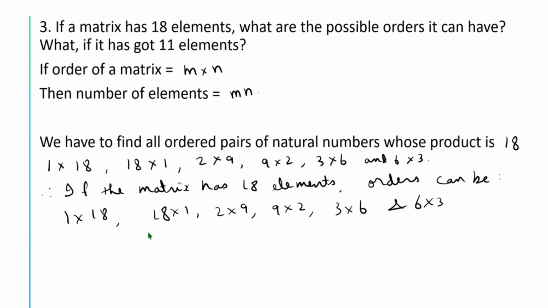Now the next part of the question. What if it has got 11 elements? So if it has got 11 elements, the possible orders are only 1 by 11 and 11 by 1, because the ordered pairs of natural numbers whose product is 11 is only 1 into 11 and 11 into 1. So the possible orders will be 1 by 11 and 11 by 1.